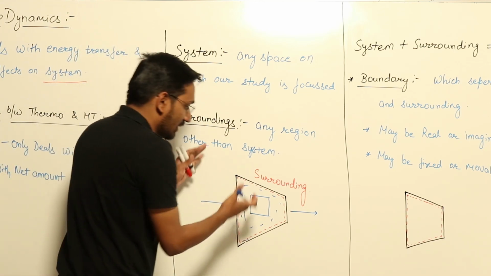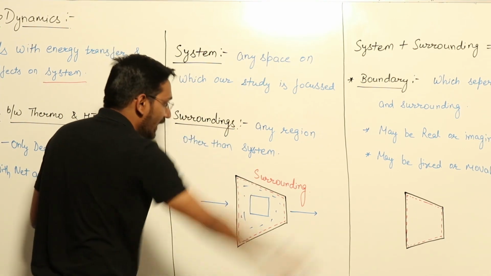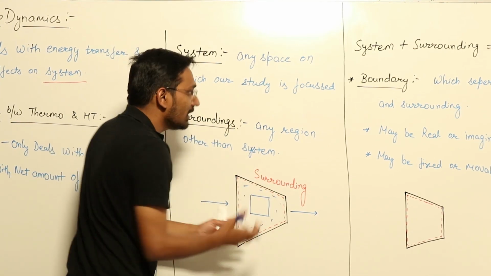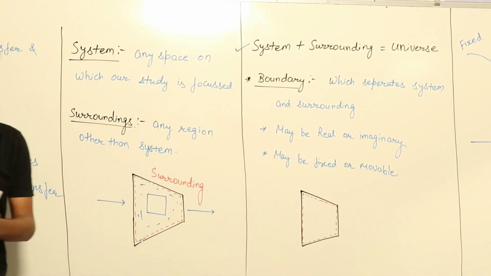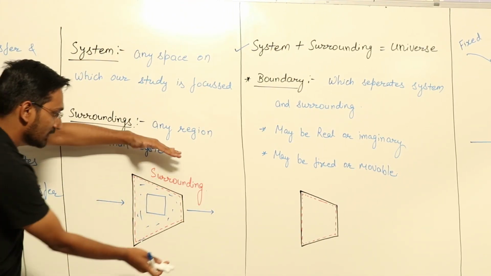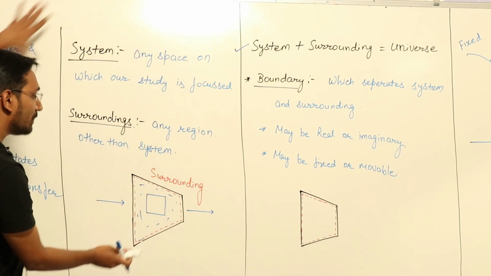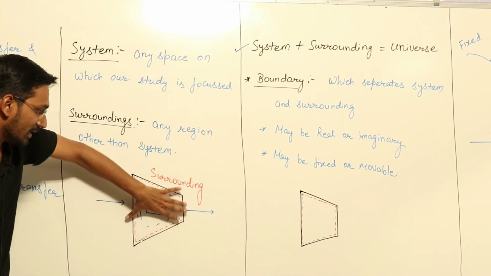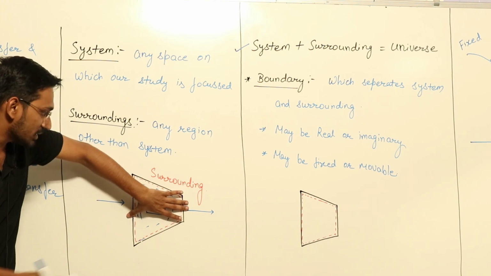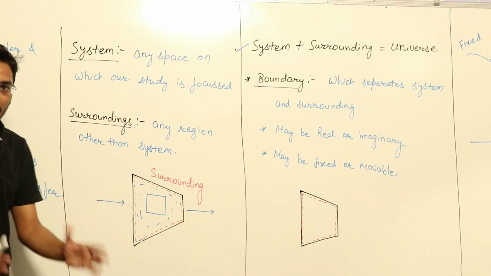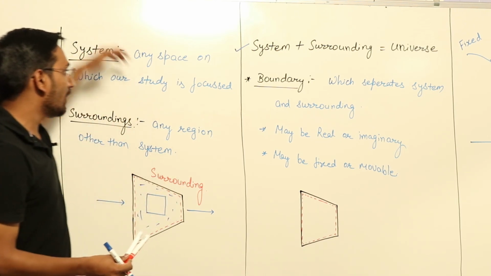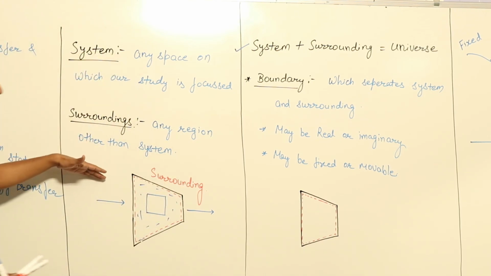And if I add that surrounding and this system, this will make a universe. If I add this system and this complete surrounding, every other thing outside the system, system plus surrounding is a universe. So these are the basic terminologies: what is system, what is surrounding.